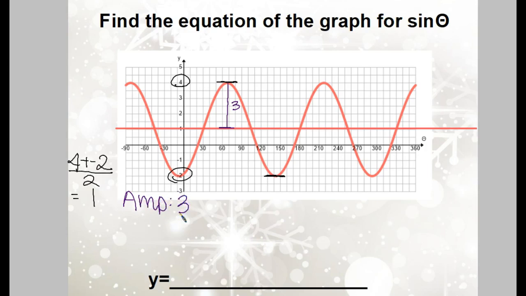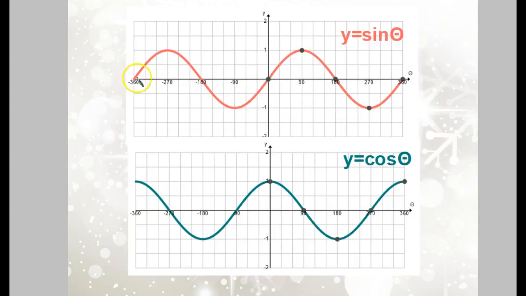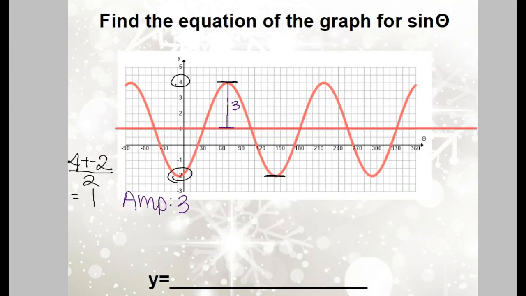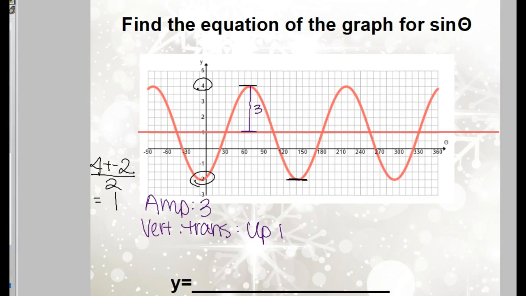The other thing to keep in mind is that normally the center of the graph, if you look at the graph of sine and cosine, normally the sinusoidal axis is the x-axis. And so normally it occurs when y is 0. Looking at ours, our sinusoidal axis is now 1 unit up, and so that tells me that I have a vertical translation up 1.